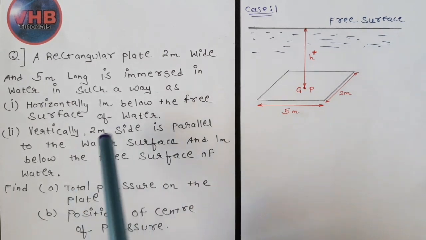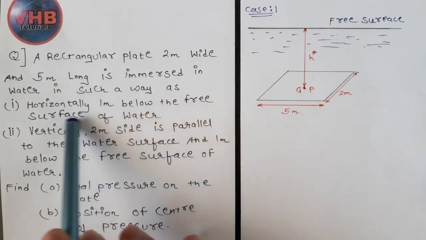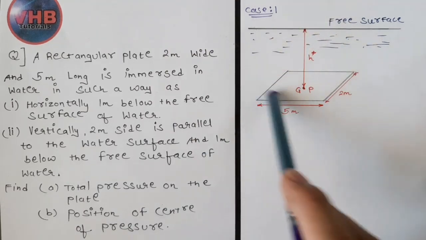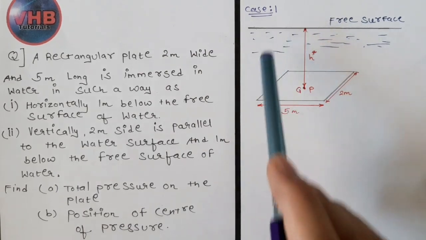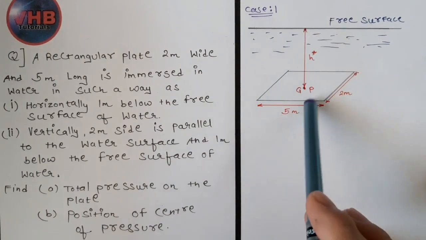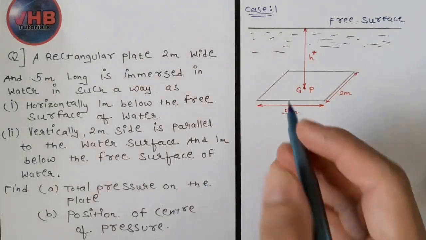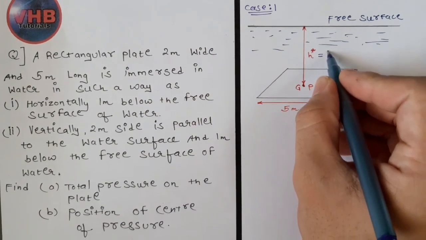So the first case is the plate is kept horizontal 1 meter below the free surface of the water. So this is case 1. The plate is kept horizontal and 1 meter below the free surface of water. That means this height is equal to 1 meter.